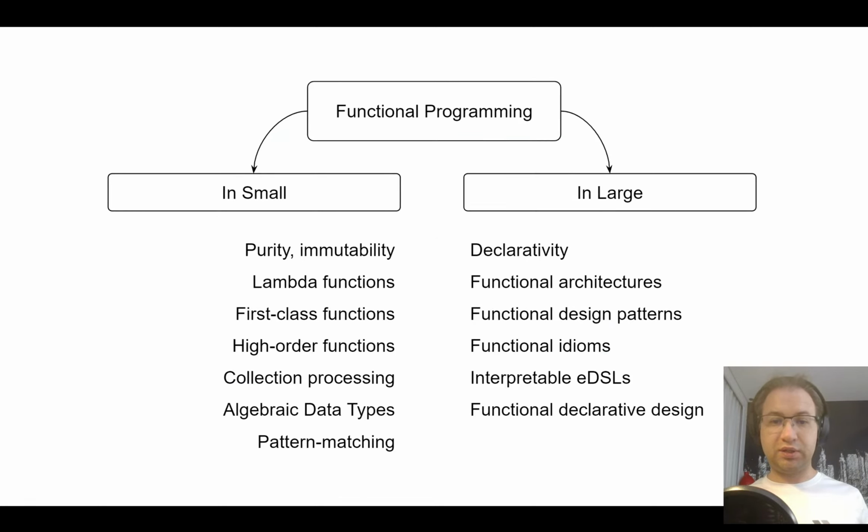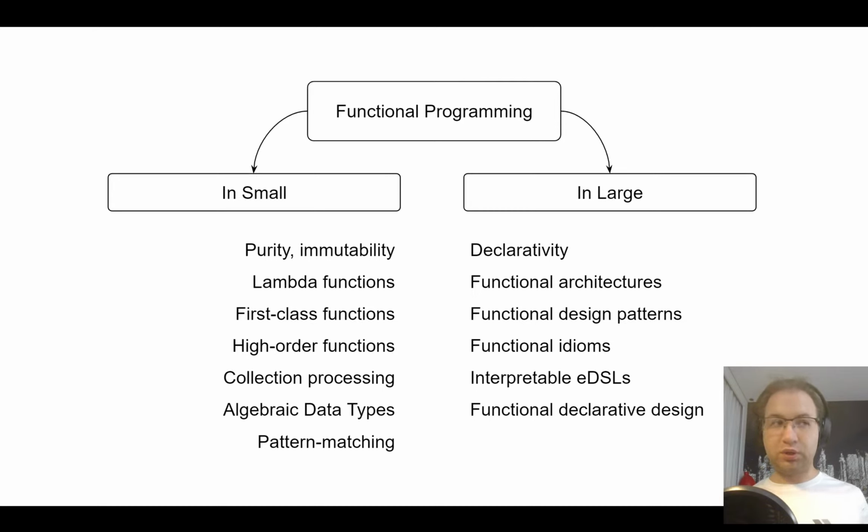So we actually have many things from functional programming. As I said, there is division in FP in small and FP in large. When we are coding and using FP ideas, it's FP in small: purity, immutability, lambdas for sure, first class and higher order functions, also collection processing, hopefully algebraic data types, and pattern matching. Not all languages have that, unfortunately.